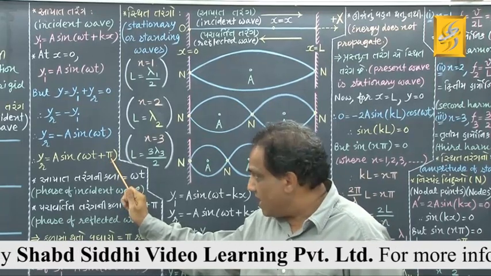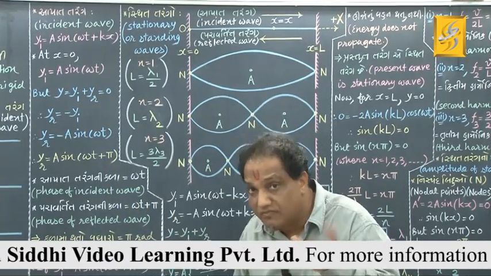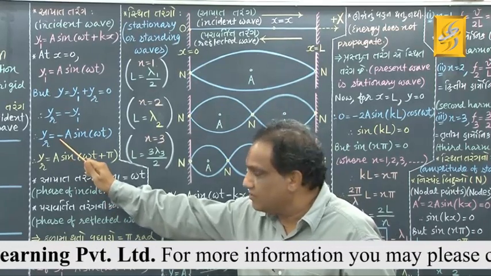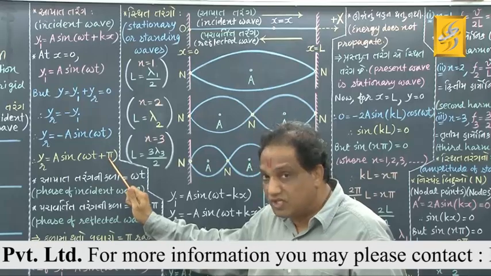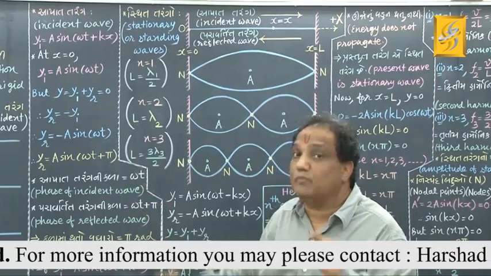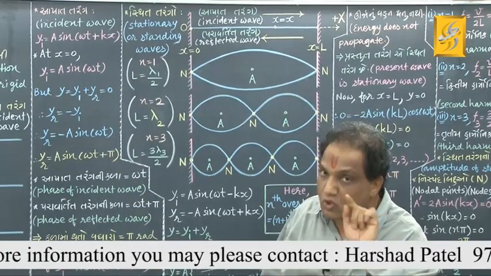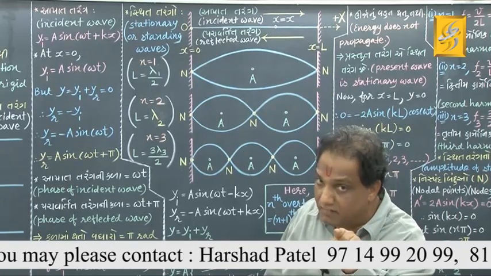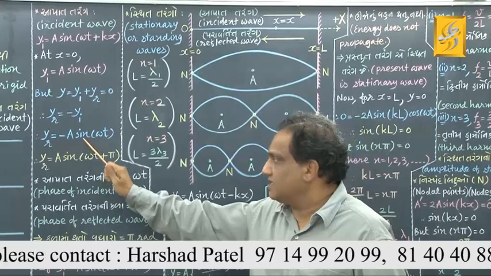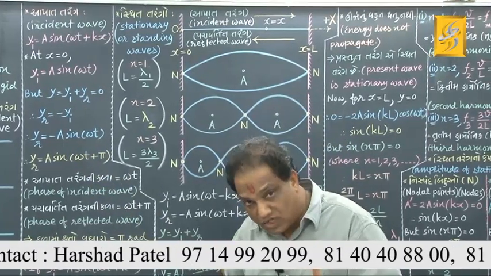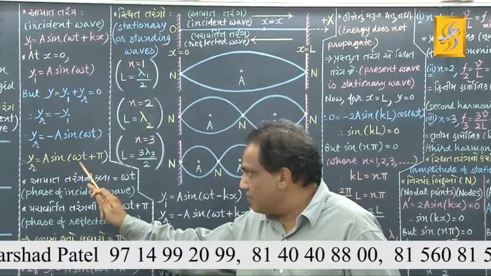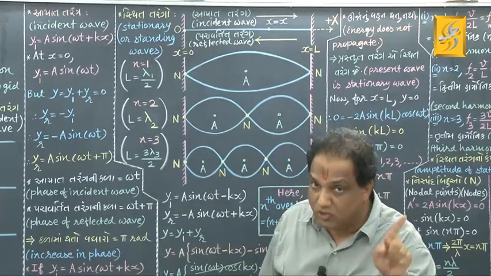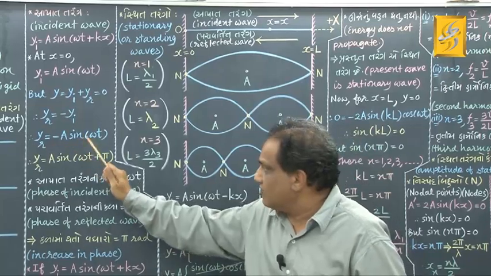Don't you know? Pi plus theta means which quadrant? Third quadrant. In the third quadrant, the sine function is negative. Correct? And moreover, pi means what? 2 into pi by 2. Pi means 2 into pi by 2. 2 means an even multiple of pi by 2. When the multiple of pi by 2 is an even number, then sine will remain sine. In short, sine of (pi plus omega t) would be minus sine of omega t.